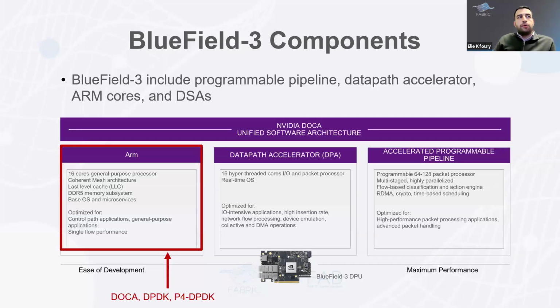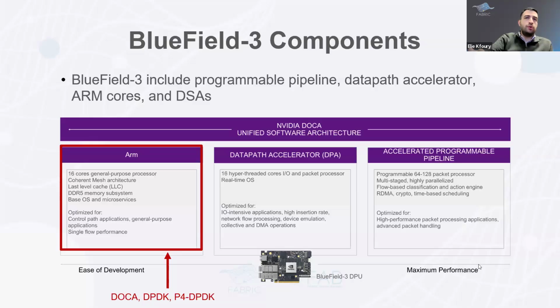So the three main components that are programmable on the DPU are the ARM cores, the data path accelerator, and the programmable pipeline. So the ARM cores, again, these are general purpose cores, and the Bluefield 3 comes with 16 of them. And this is where you have your operating system. Typically, you would run control path applications here. So it's like the control plane kind of.